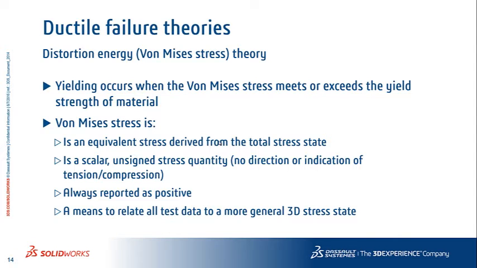It's a scalar, unsigned stress quantity. It doesn't have direction. There's no indication of whether it's tensile or compressive stress. It's always reported as positive, and it's a good way to correlate a lot of different test data into a more general 3D stress state. It's the most widely used also.